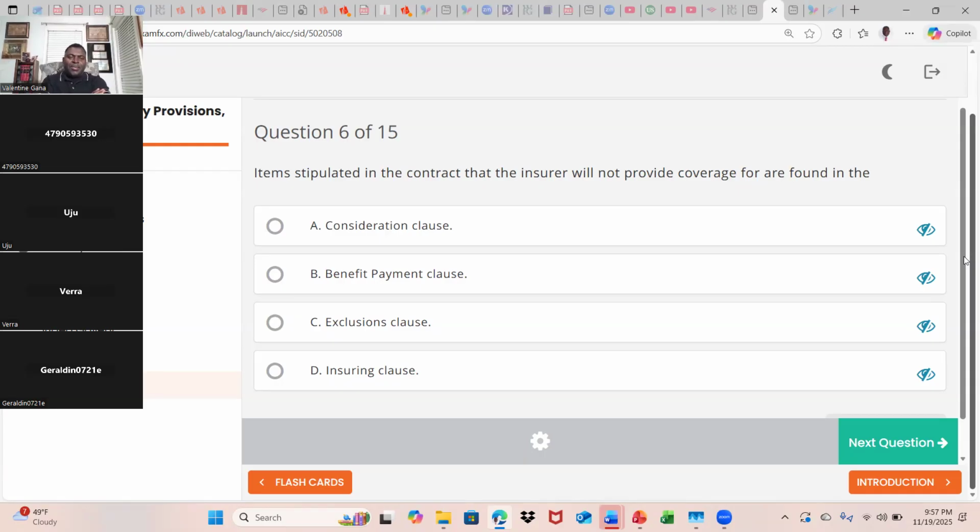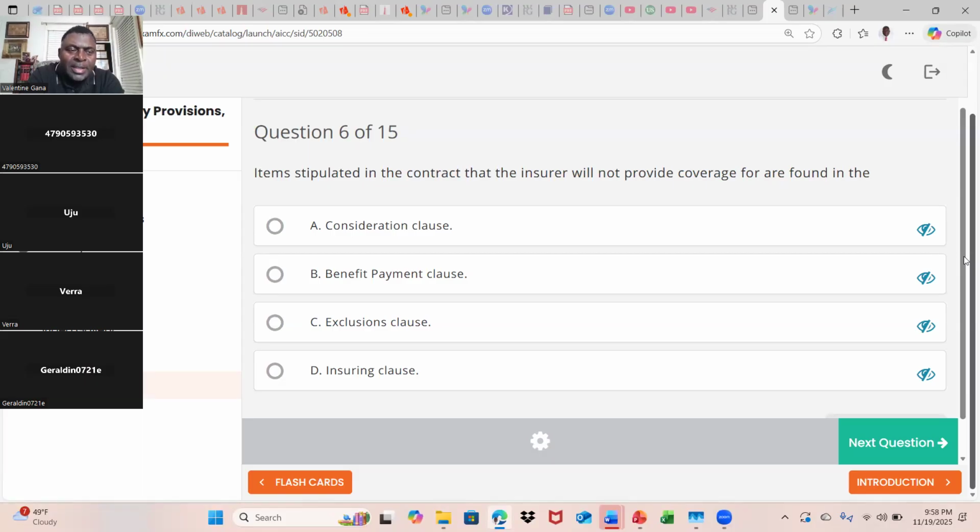Items stimulated in the contract that the insurer will not provide coverage for are found in the items stimulated in the contract that the insurer will not provide coverage for are found in the insurance.